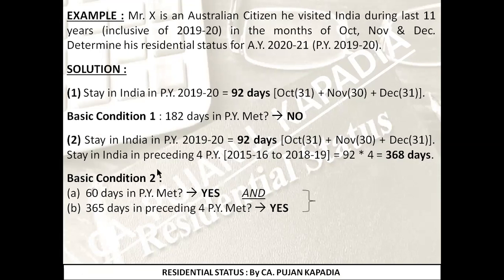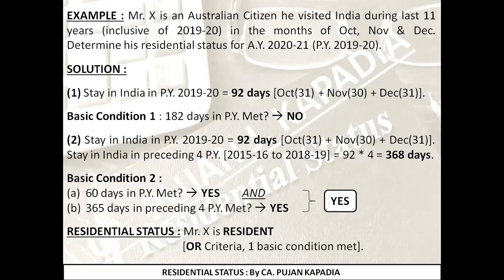And we know that in case of basic conditions, if any one of your basic conditions is fulfilled, we will say that a particular person is resident in India. So here I have written the residential status is resident by OR criteria, since one basic condition is being already met.